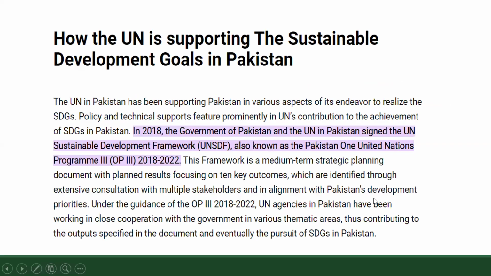Now, the recent updates, how the UN is supporting the Sustainable Development Goals in Pakistan. The UN in Pakistan has been supporting in various aspects of its endeavors to realize the Sustainable Development Goals. In 2018, the government of Pakistan and the UN in Pakistan signed the UN Sustainable Development Framework, also known as the Pakistan One United Nations Program, OP3. This framework is a medium-term strategic planning document with planned results focusing on 10 key outcomes, which are identified through extensive consultation with multiple stakeholders and in alignment with Pakistan's development priorities.